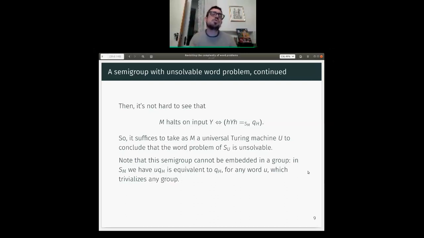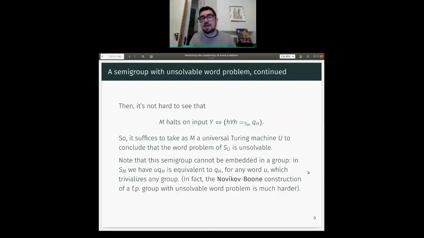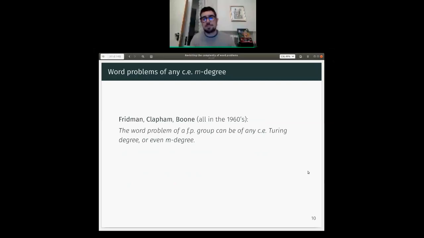So to obtain a finitely presented group with unsolvable word problem is much harder. And in fact, Novikov and Boone's construction is much more complicated, and it relies on the so-called HNN extension. I will not go further into this, even though the topic is an extremely interesting one, because it would require much more time.